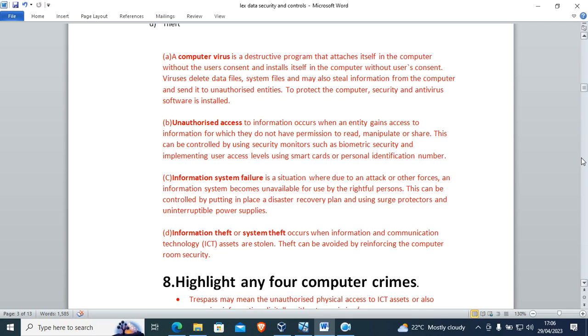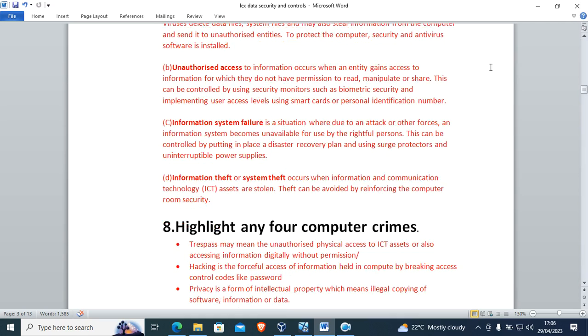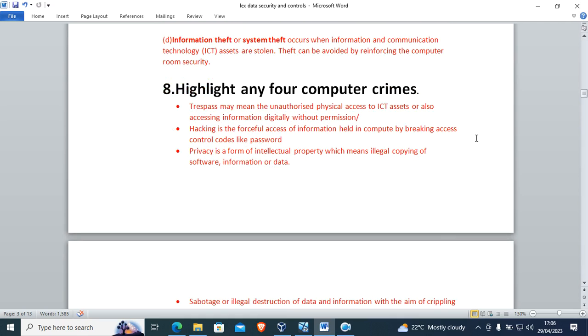Then we have information theft or system theft. This occurs when information and communication technology, that is ICT, assets are stolen. Theft can be avoided by reinforcing the computer room security. For example, you can do burglar proofing, that is installing metal grills, windows with grills, alarms, employing security guards, and so on. Then we have number 8, highlight any 4 computer crimes. So we have so many computer crimes, but we shall narrow them down into around 5.